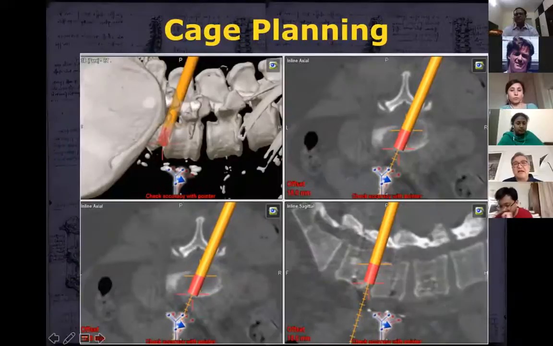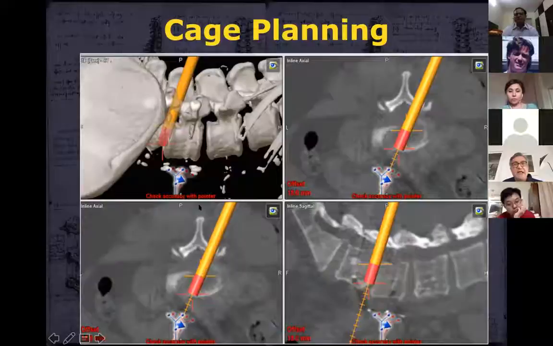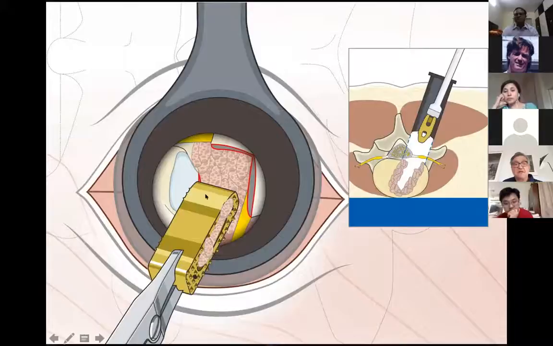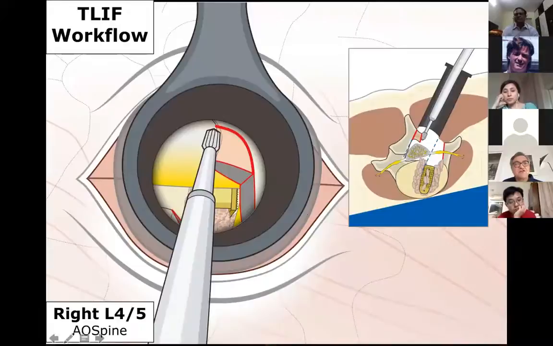And that's planning of the cage here. Again, you can simulate the cage, the positioning of the cage exactly in the middle. And that's where navigation also comes in very handy. That's placement of the titanium cage through the tubular retractor. This is the bone graft that has been placed into the disc space. Now we put the cage in here. Again, we use navigation to make sure that we have nice placement.